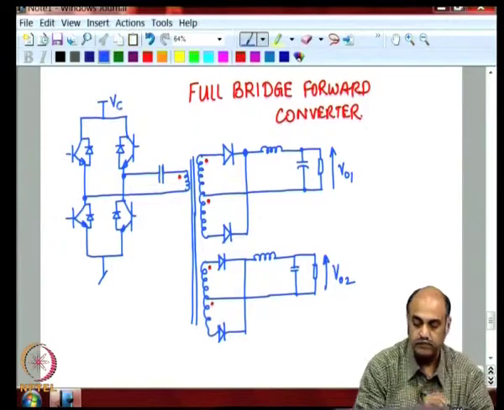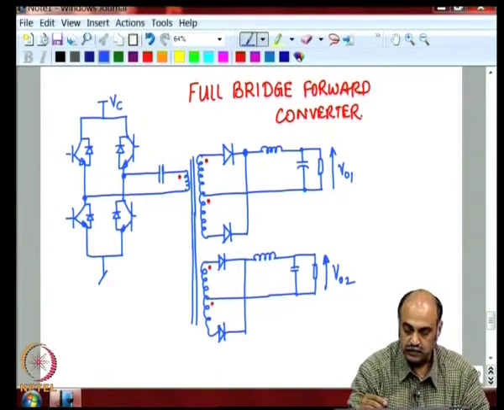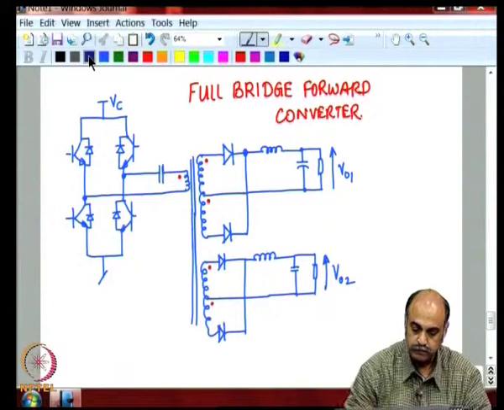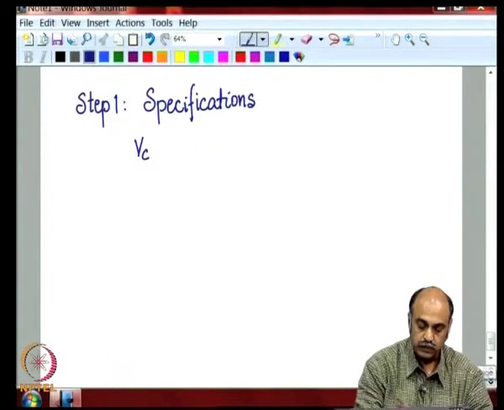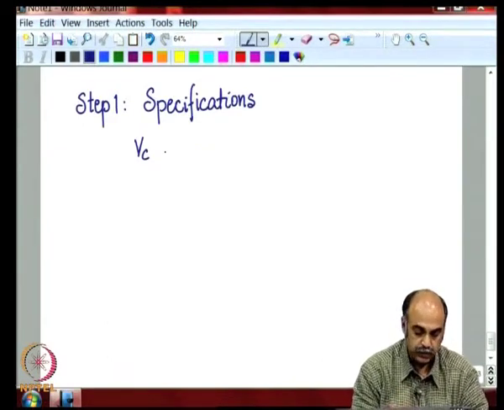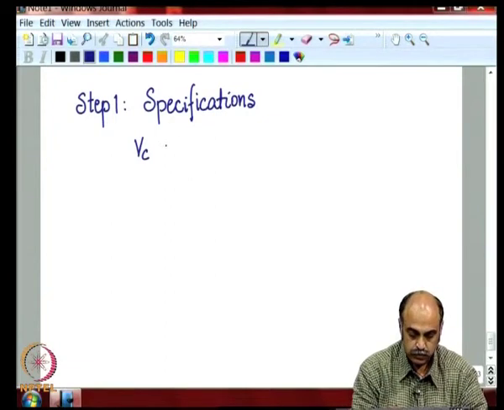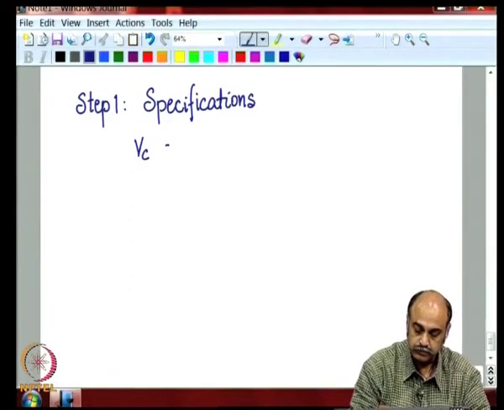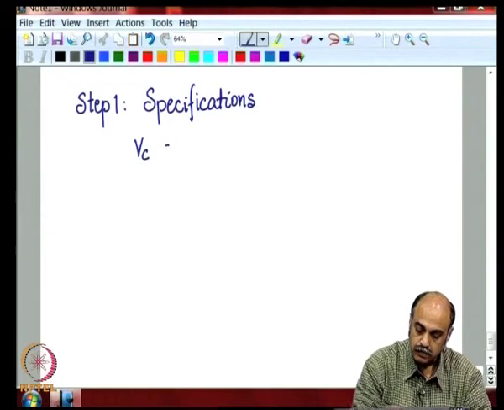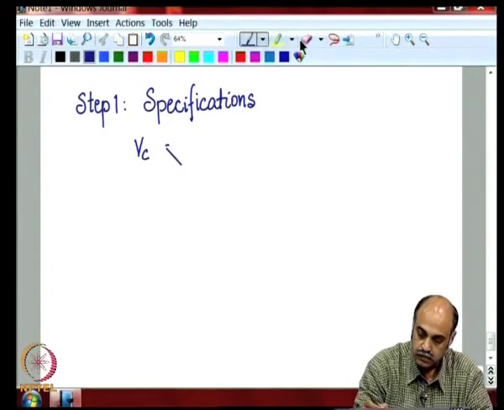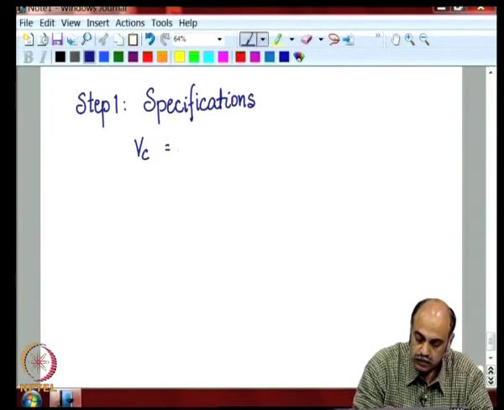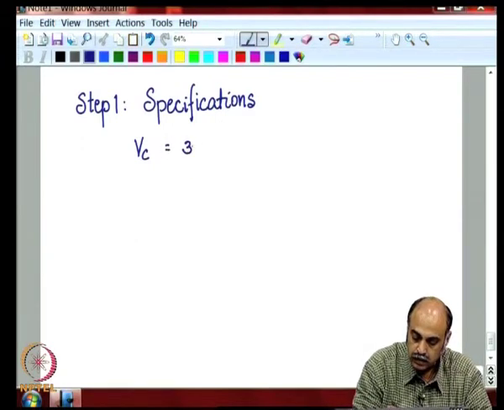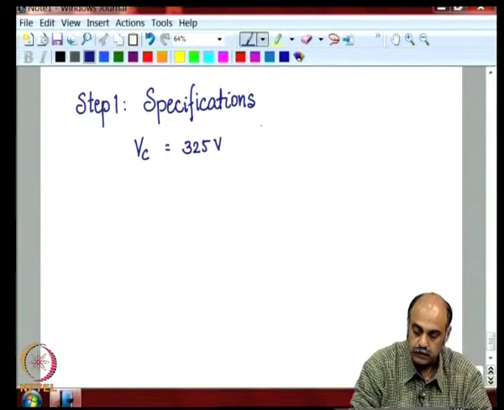This is VC, so that we do not have very long symbols to deal with. So, now we see the input DC value. You need to give the numbers. If you are taking from the mains, especially the Indian mains, it is 325 volts DC.